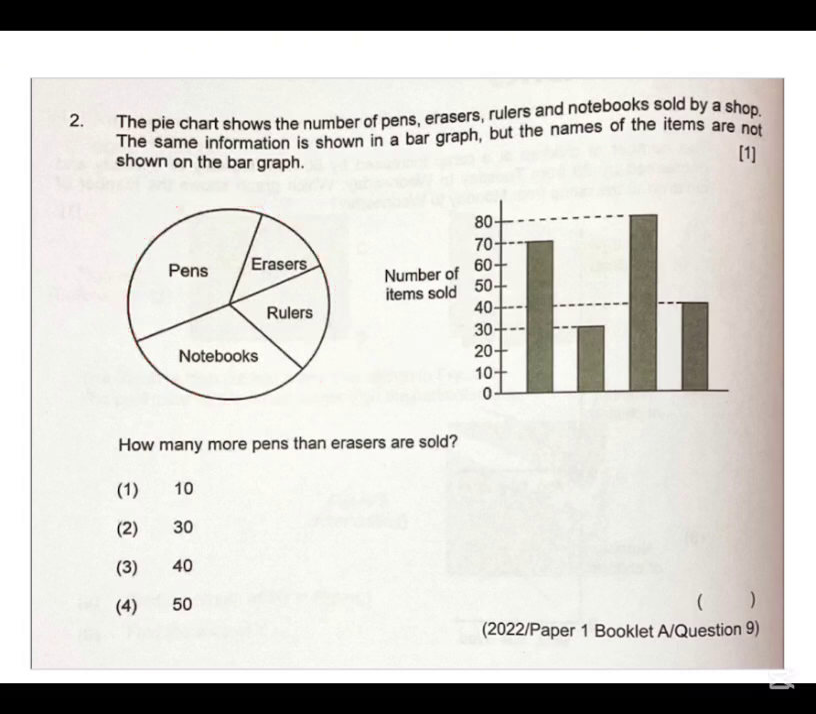Then they're asking us how many more pens than erasers are sold. So if I want to find the difference in number, we must use this bar chart because the bar chart has the numbers here. So we must match the pie chart to the bar chart.